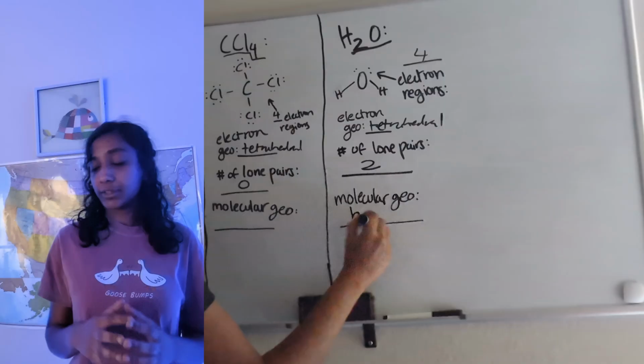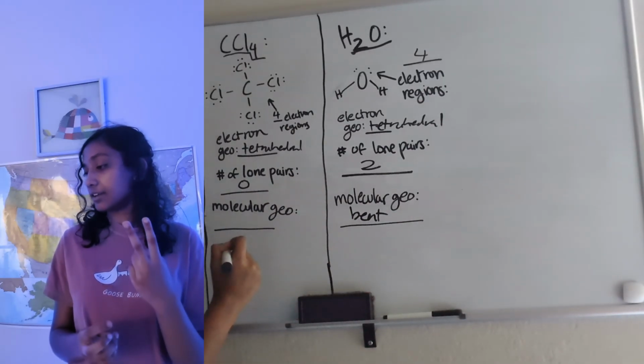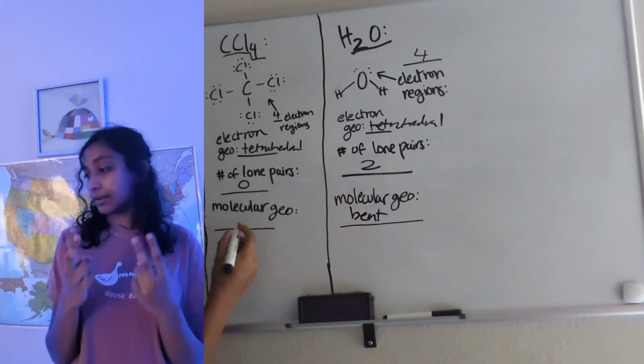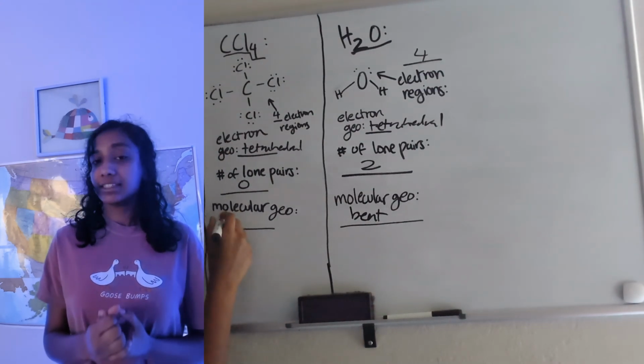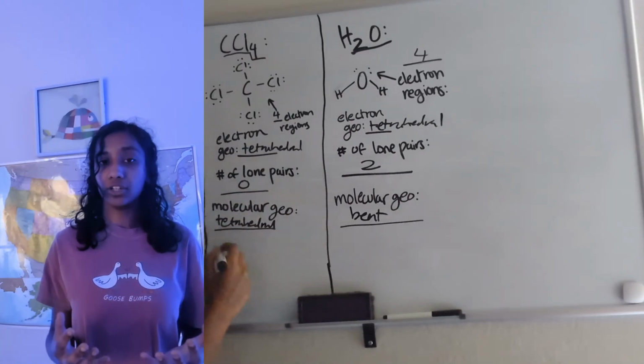Its molecular geometry is bent, which is the name for an atom which has 2 bonded atoms and 2 lone pairs on the central atom. Meanwhile, CCl4's molecular geometry is tetrahedral, the same as its electron geometry. I'll leave a link to a molecular geometry chart in the description, since I don't have time to go over each and every shape.